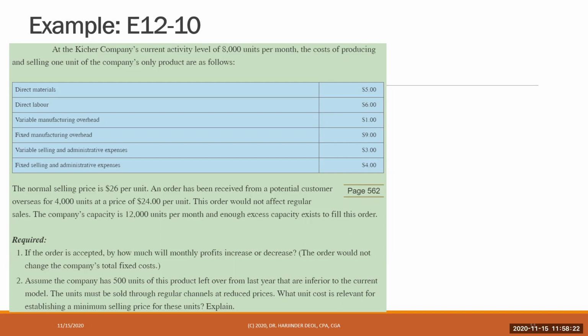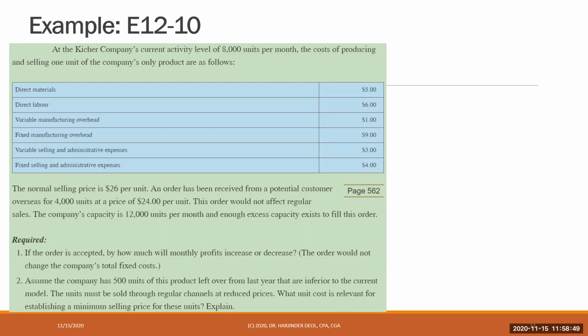The normal selling price is $26 a unit. An order has been received from a potential customer overseas for 4,000 units at a price of $24 per unit. So compared to the normal selling price, this particular order is at a cheaper price. So that'll make it a special order.